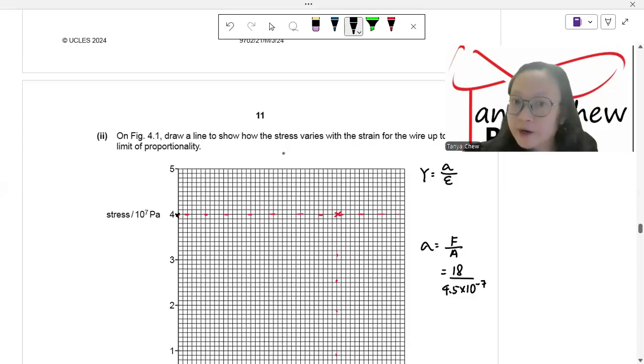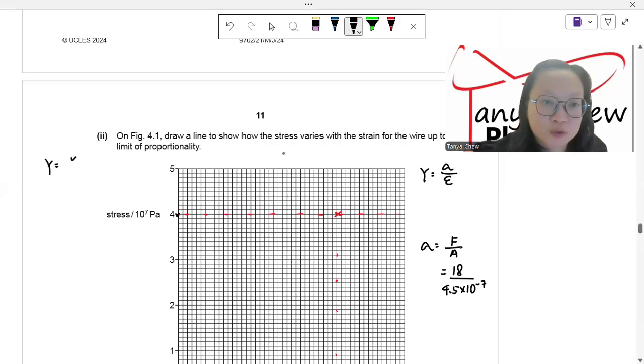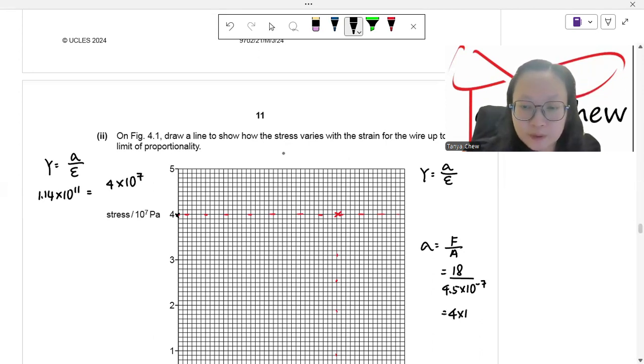So since I get the stress, I need to find the strain. How to find the strain, right? You want to use Young modulus is equal to stress over strain, which is easier. I use Young modulus as 1.14 times 10 to the power 11 is equal to stress, which is 4 times 10 to the power of 7. Let me write this now.